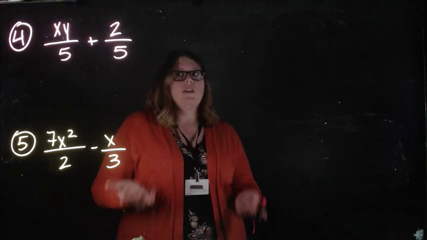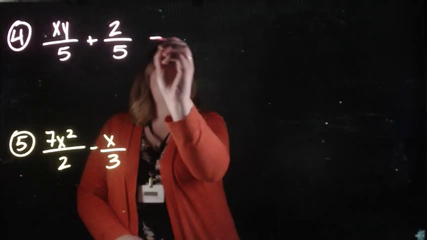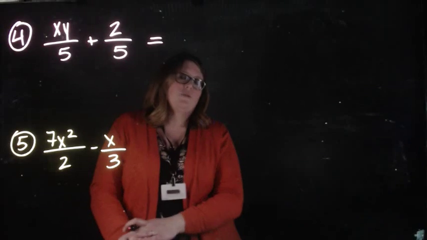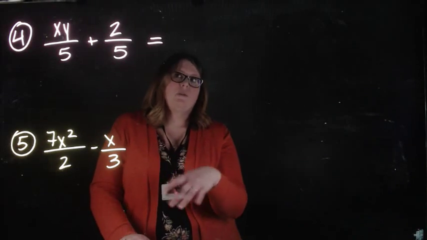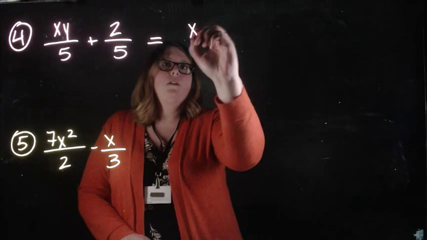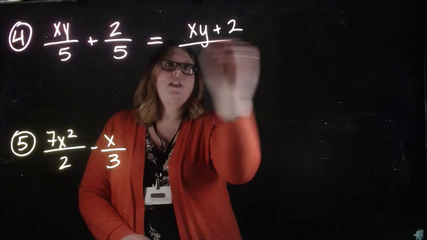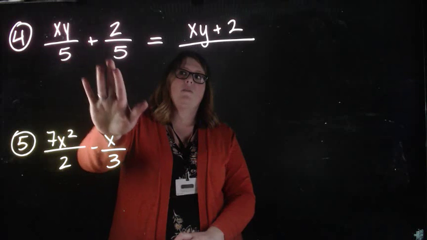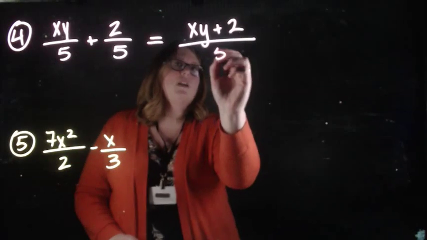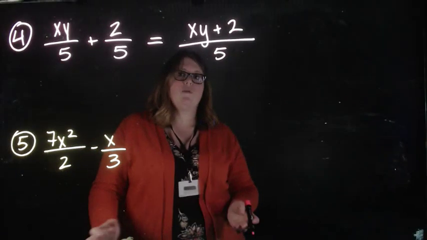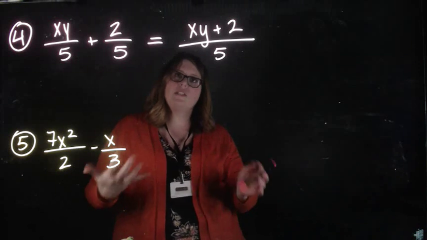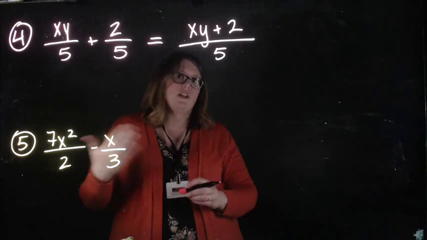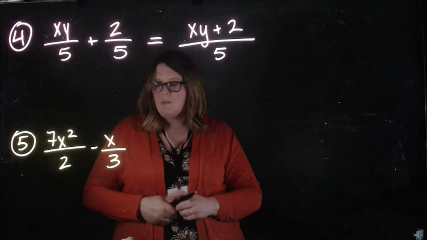These are unlike terms. So how we would solve number 4 is we're just going to write an expression of xy plus 2 as our numerator, because we can't simplify that anymore. And our denominator, just like rational numbers, when we add them stays the same. So we just have xy plus 2 all over 5. Okay, so it looks a little more intense, but it's the same logic as adding or subtracting rational numbers.